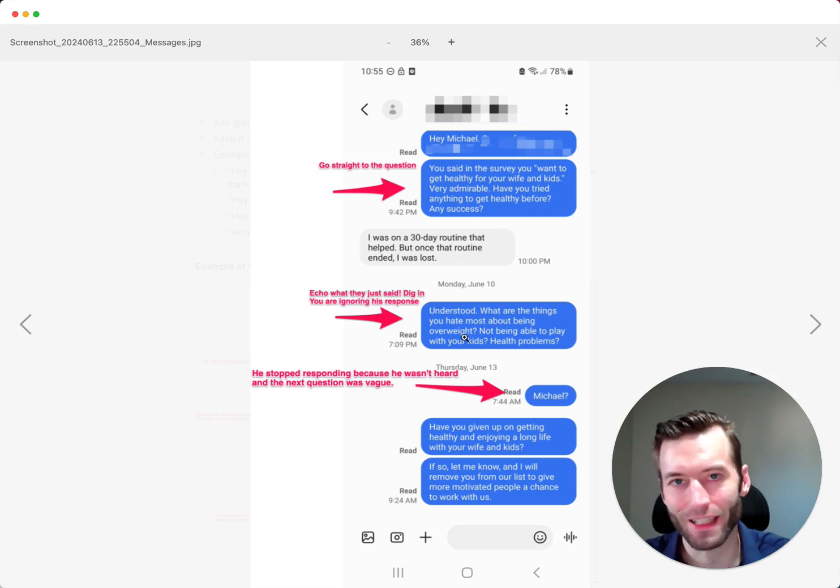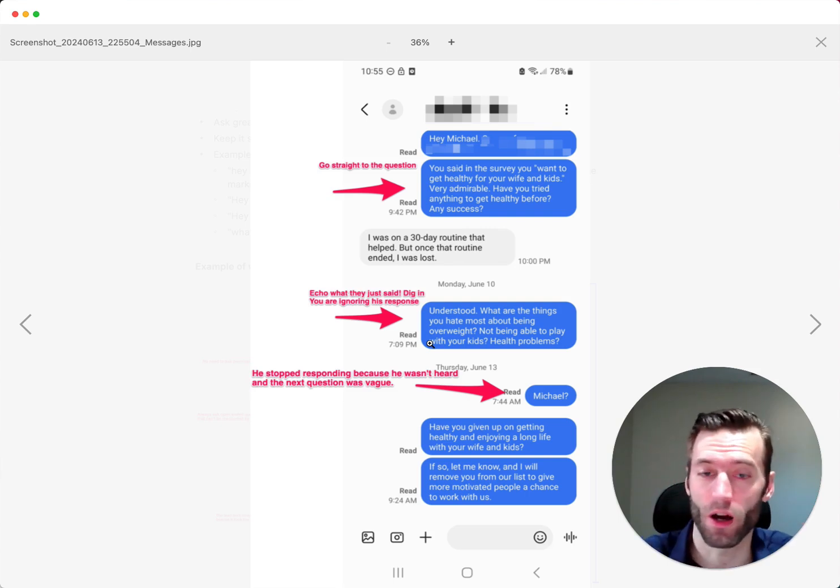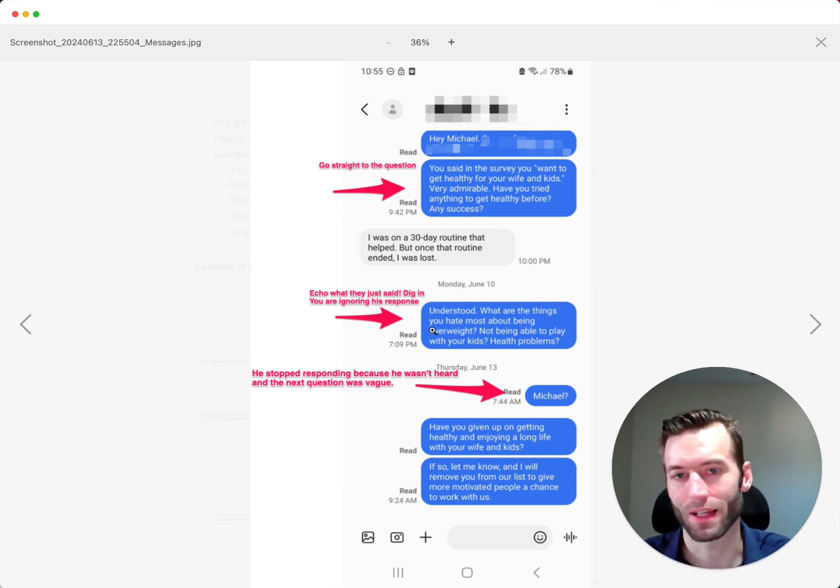So he's asking a different question that is unrelated to what he just asked. You should always echo back what they give you to show them that you're listening, and also to ask a relevant question, a relevant follow-up. Otherwise, you sound like a bot. You sound like it's just a normal survey.